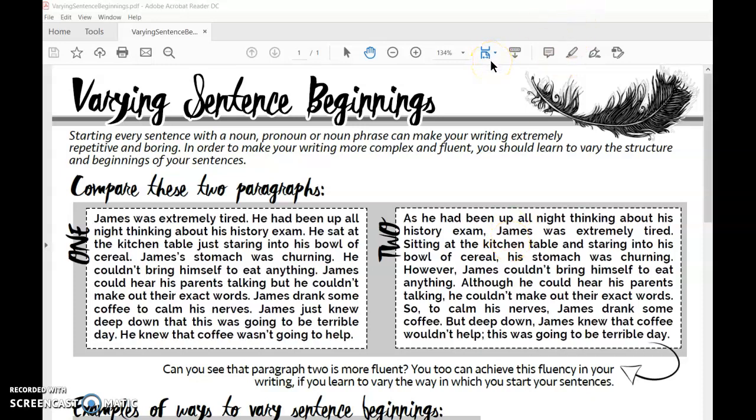Just going to talk a little bit about varying sentence beginnings. So this is on your rubric to change how your sentences are structured.